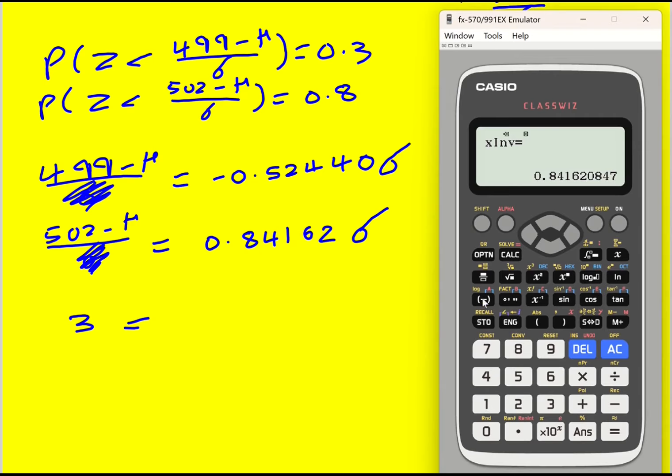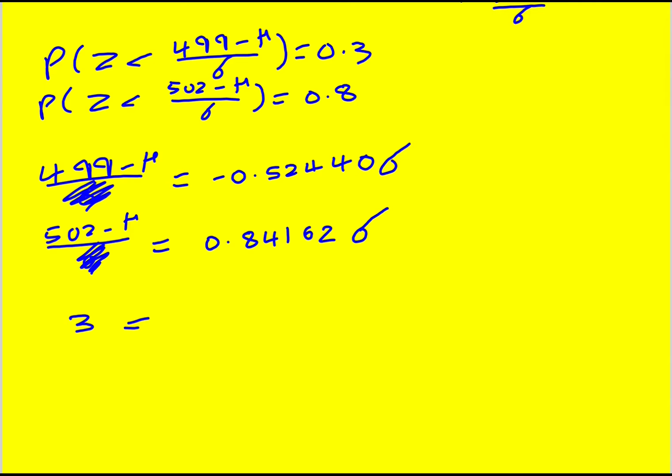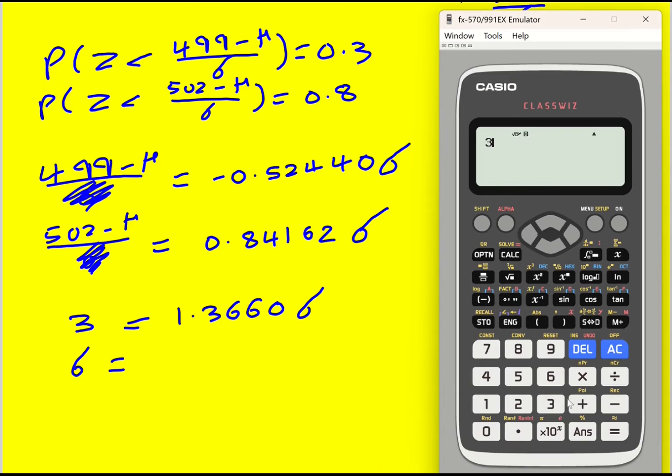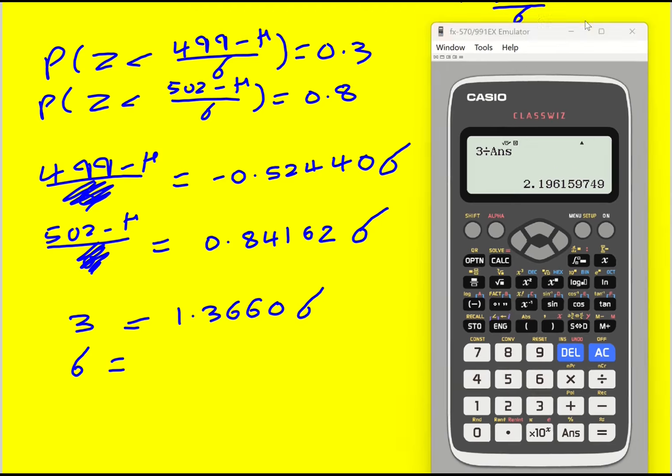Okay, so I've got this. Let me just store that. Then it'll be plus 0.5244, gives me 1.366. There's a 0 in there as well. Sigma. So sigma is 3 divided by that, 2.1961.